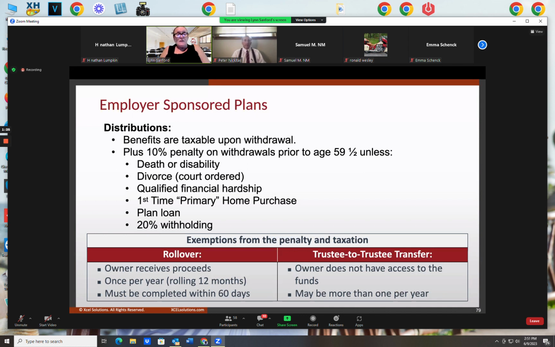20% withholding. You decide to take money out of your qualified plan. The plan administrator is obligated by the IRS to withhold 20%, and they will send that 20% to the IRS. So they will send you a check for 80% of whatever you're requesting, because they're going to withhold 20% and forward it on to the IRS for taxation purposes. Exemptions from the penalty of taxation.